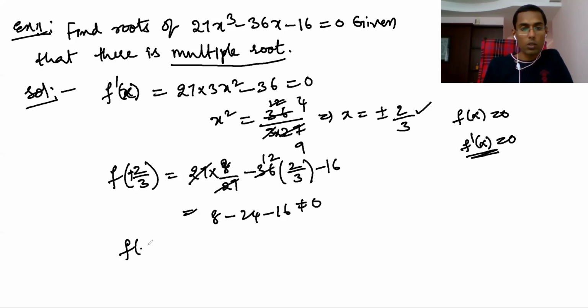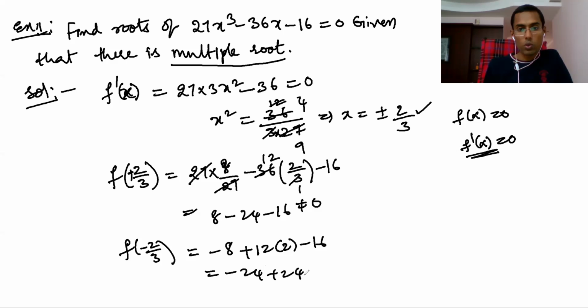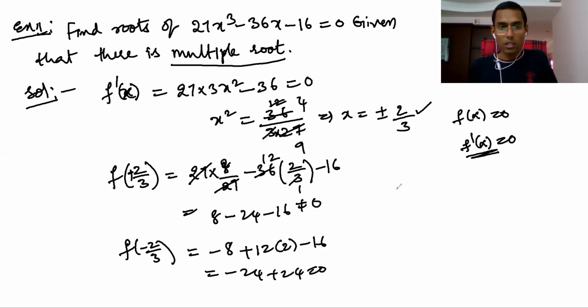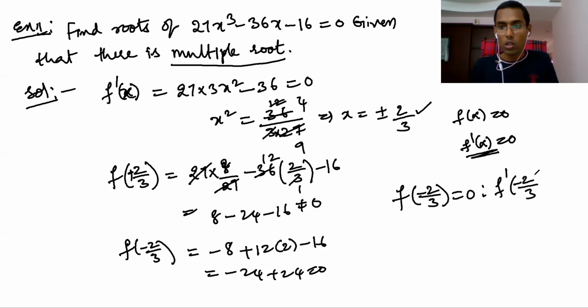So I am taking minus 2 by 3. What I am going to get is minus 8, the same thing, plus 12 into 2, which is 24, and minus 16. So obviously minus 8 plus 24 minus 16 equal to 0. That means f of minus 2 by 3 is 0 and f dash of minus 2 by 3 is also 0, right? If I make f dash of x equal to 0, then only I got this.